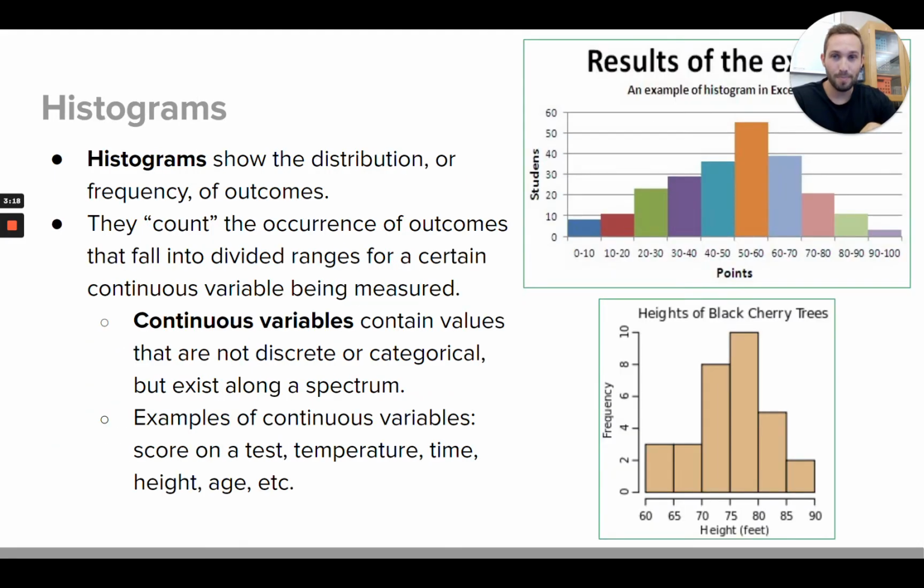Now histograms, students are usually a lot less familiar with these type of graphs. These look a lot like bar graphs because, go figure, they do have bars, but these technically are not bar graphs. A histogram is used to show the distribution of outcomes, or what we call the frequency of outcomes, that fall into different ranges. And in a histogram, what we're doing is we're taking a measurement of a variable, and that variable is a continuous variable, meaning that it's not categorical.